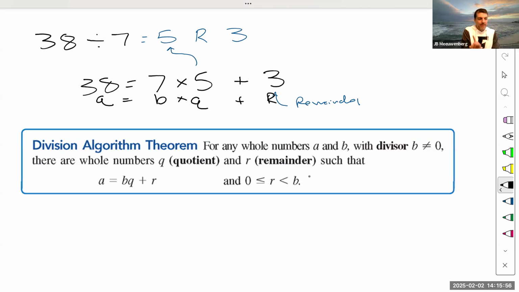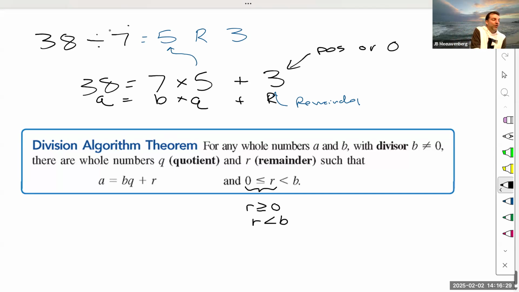So just to take a moment to examine that, if we look at this statement and we flip it around, notice how the big side of the sign keeps facing the r. R is greater than or equal to 0. That means our remainder always has to be positive, or if there is no remainder, it can be 0, right? That's if we do 35 divided by 7. It's just 5. There is no remainder there. But r can also be less than b, which means the remainder always has to be less than whatever our divisor was. We can never have a remainder that's bigger than the divisor.